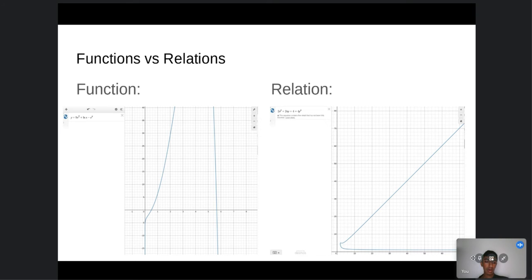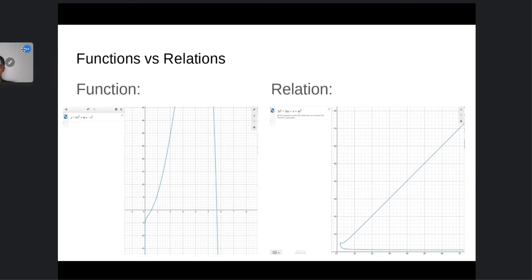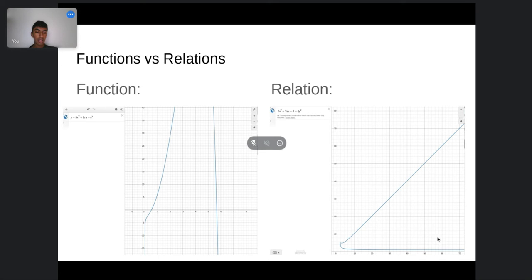A relation, however, let me move my camera. There we go. Now you can see the whole thing.